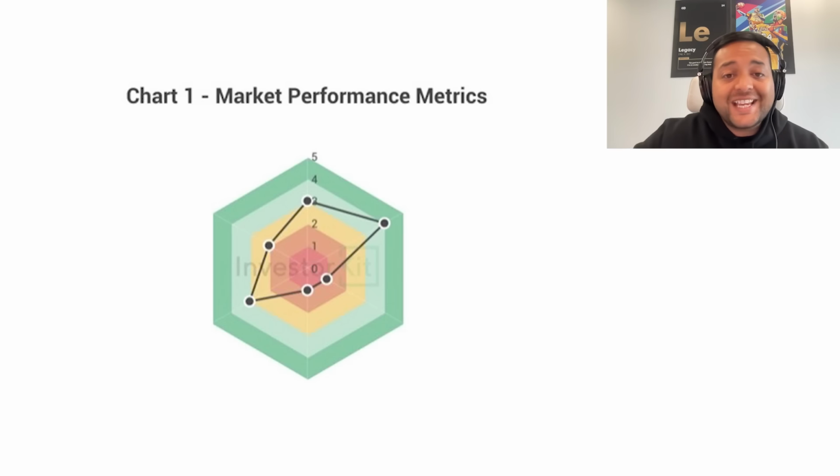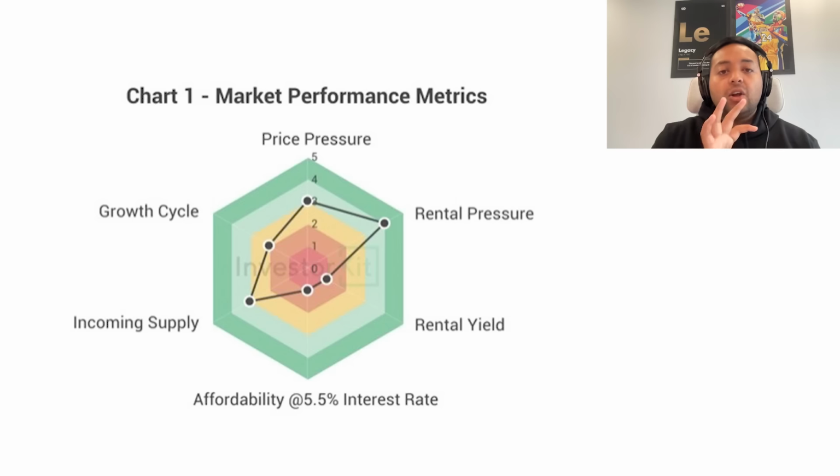Let's do it. Let's look at the 10 charts. Chart 1. Market performance metrics. So at InvestorKit, we use these 6 core metrics to look at an overall analysis of the market. And this is using the spider chart.